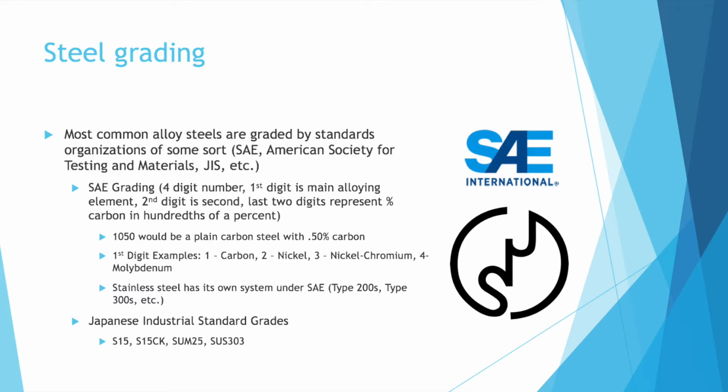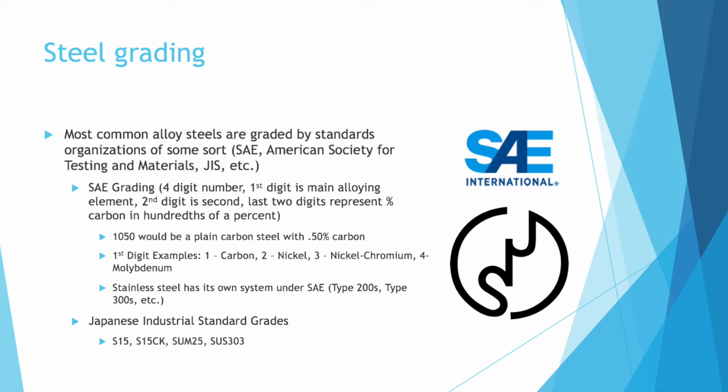SAE grading typically composes of a 4-digit number, with the first digit being the main alloying element, the second digit is the second alloying element, and the last 2 digits represent the percent of carbon in the steel, in hundredths of a percent. So for example, 1050 would be a plain carbon steel with 0.50% carbon. Here are some examples of what the first digit can mean. 1 for carbon, 2 for nickel, 3 for nickel chromium, 4 for molybdenum.